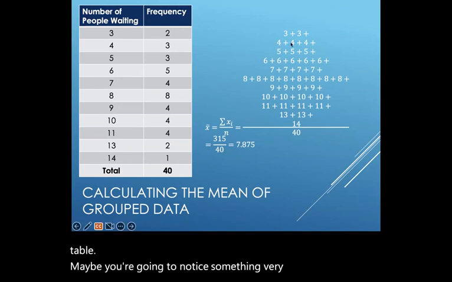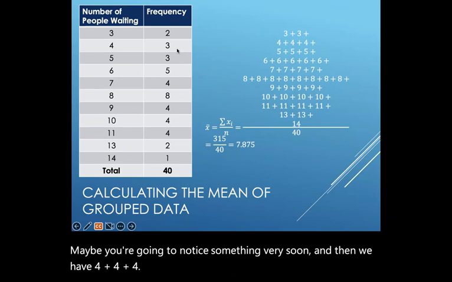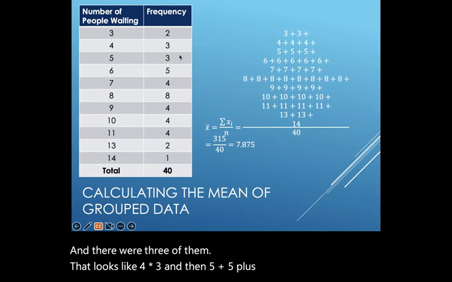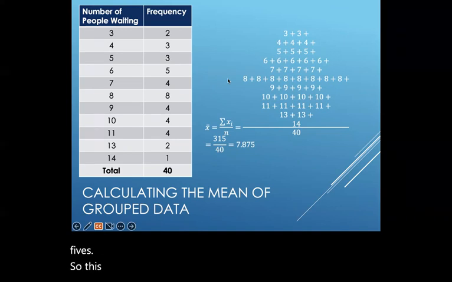And then we have 4 plus 4 plus 4. And there were 3 of them. That looks like 4 times 3. And then 5 plus 5 plus 5. That means we have 3 5s. So this sort of looks like multiplication now instead of addition if we use a table.